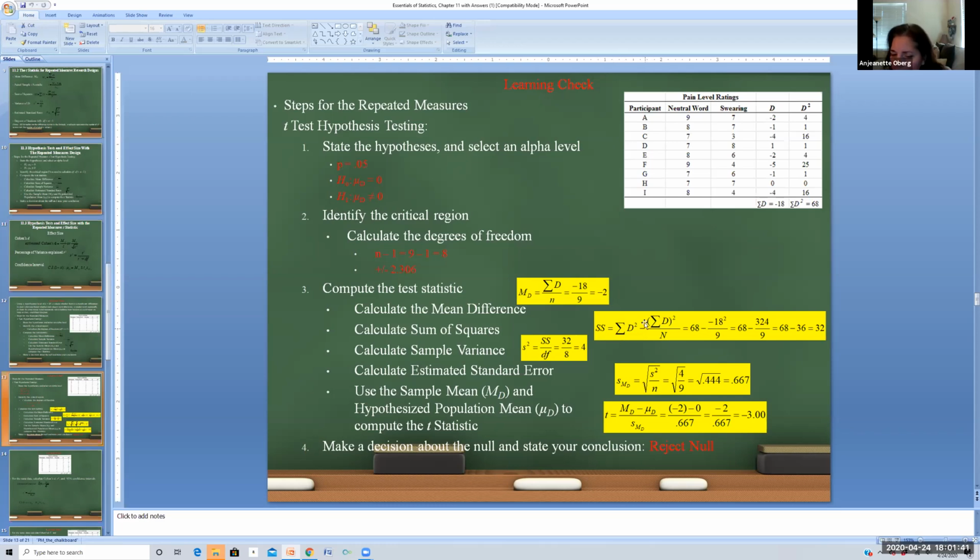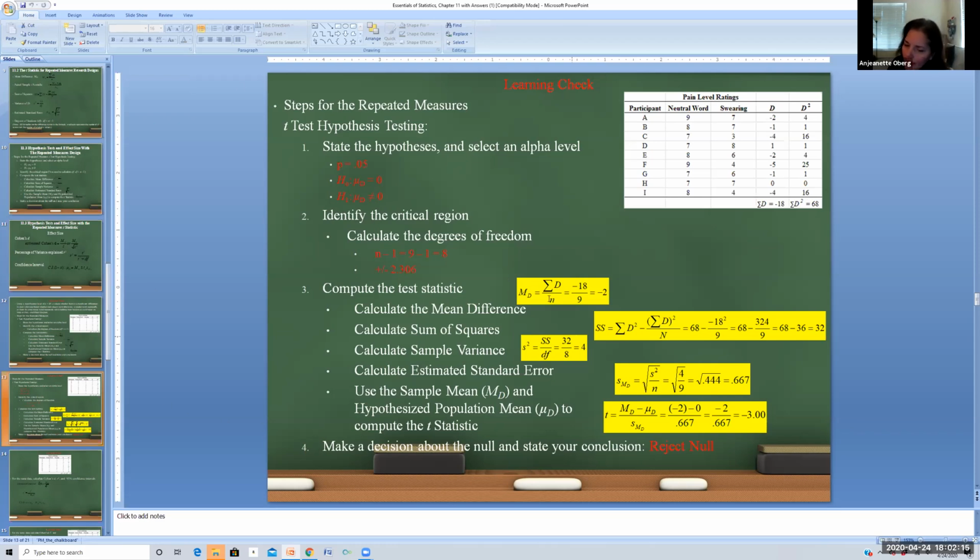I plug our D squared scores in, right? So 68 is the sum of our D squared, our difference scores squared, minus our sum of D, which is negative 18 squared, divided by N, 9. So that comes out to 32. I'm literally getting everything from here, right? I calculated my difference scores, calculated my squared difference scores, okay?